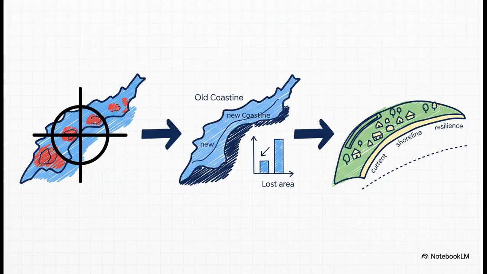So what does all this mean in practice? It means users can pinpoint the most critical erosion hotspots that need immediate attention. They can put a hard number on just how much beach has disappeared. And they can use those forecasting tools to plan for the future, helping to make our coastal communities more resilient.